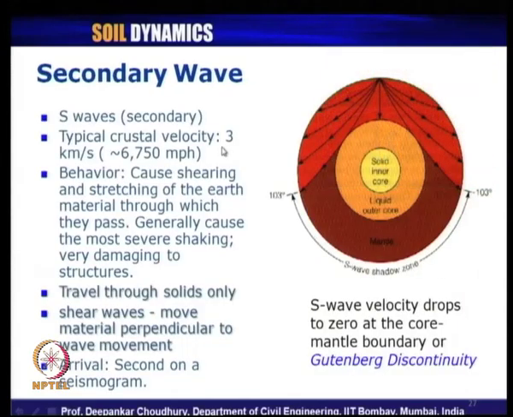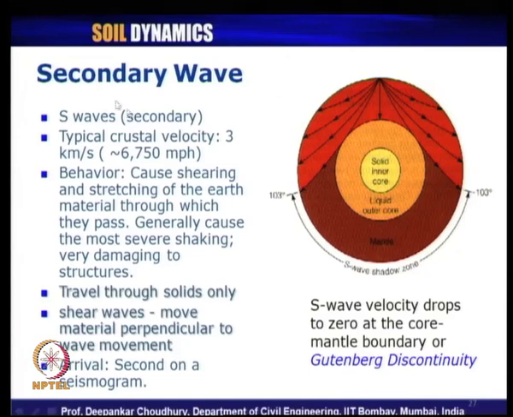Now, coming to the typical characteristics of secondary wave, S wave or secondary wave has a typical crustal velocity of about 3 km per second, which is just half of the primary wave velocity.